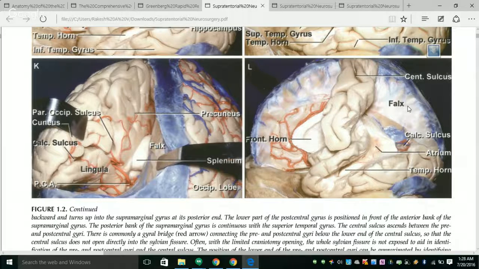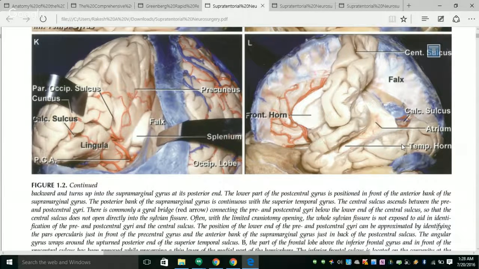The upper lip of the calcarine sulcus, formed by the cuneus, has been removed to expose the lingula that forms the lower bank of the calcarine sulcus. So the upper lip of the calcarine sulcus, which is formed by the cuneus, has been removed to expose the lingula.